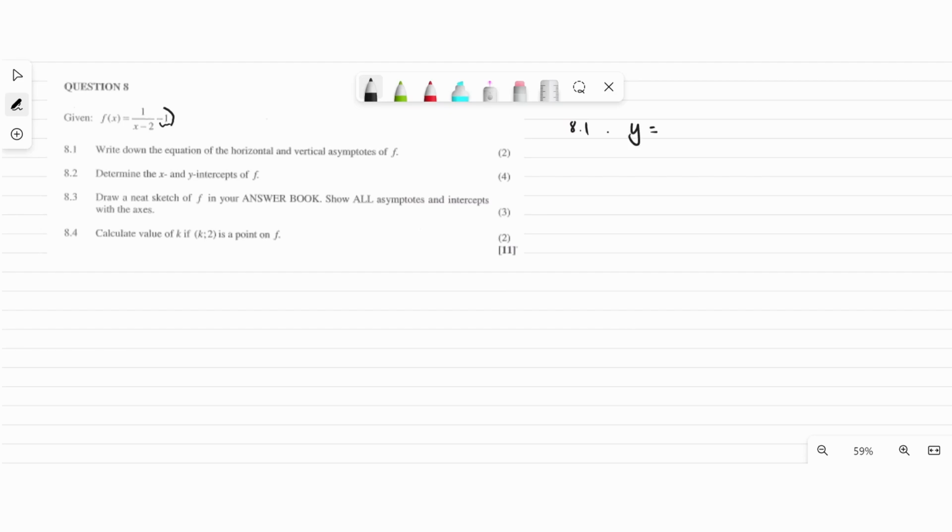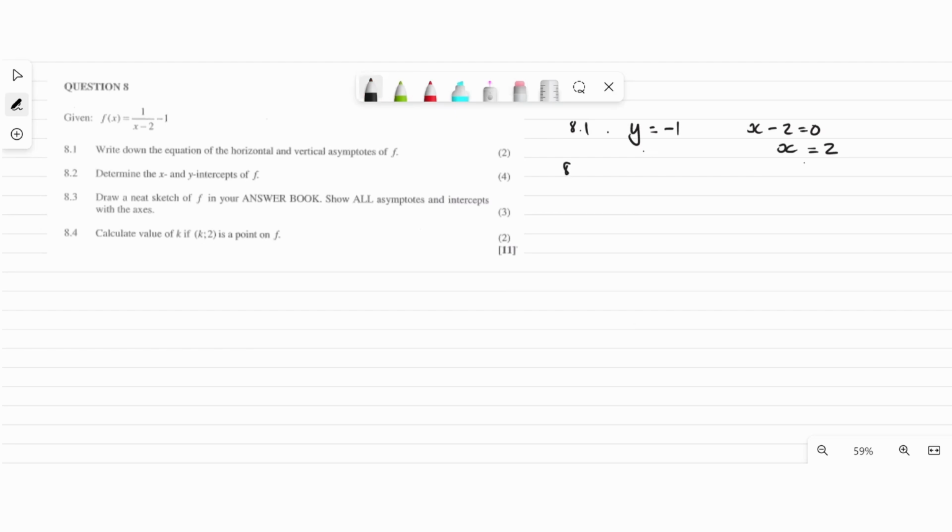So y is going to be equal to this part, which is -1. So y equals -1, right? That's the horizontal. And the vertical asymptote is the one with x, which is going to be this one. You're going to equate this by 0. So x minus 2 is equal to 0. Take the 2 to the other side. Therefore, x is equal to +2. So this is your horizontal and this is your vertical asymptote.